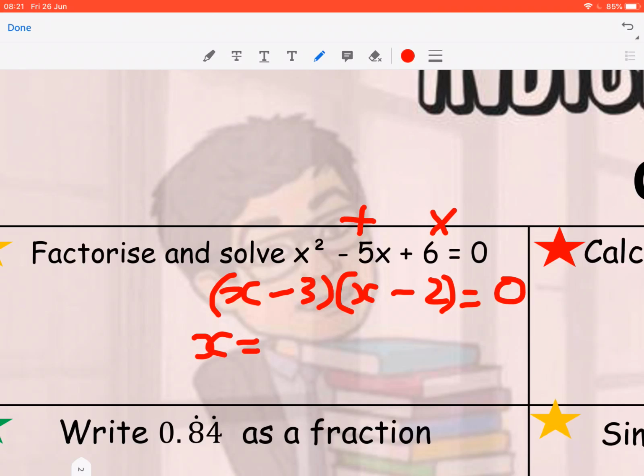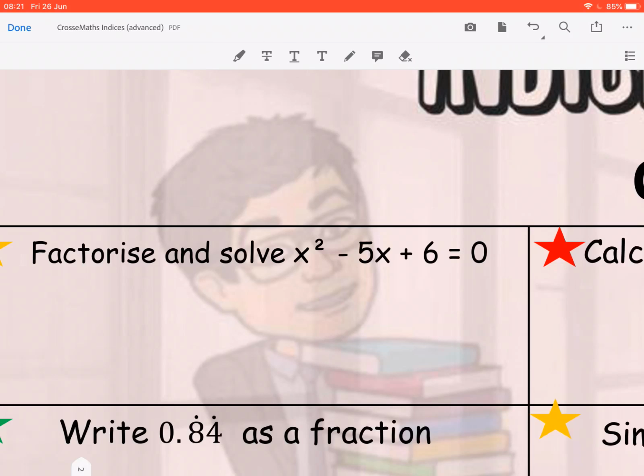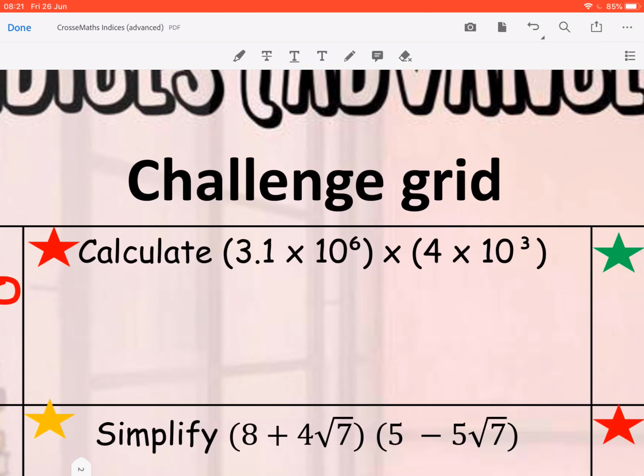Those two brackets cancel out to make nothing. So the bracket on the left, x would have to be 3 to cancel it out to make nothing. The bracket on the right, x would have to be positive 2 to cancel out to make nothing. And those are your two solutions for x. First one done.